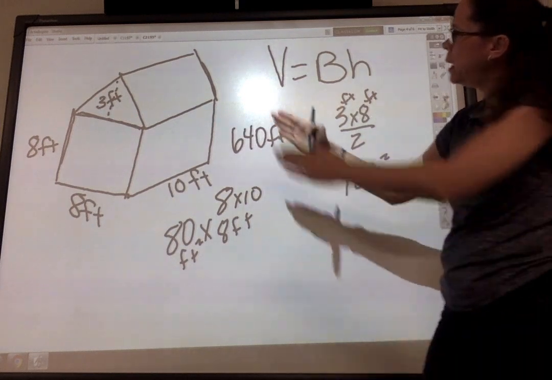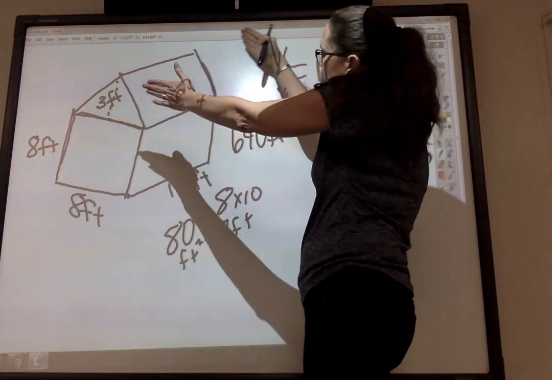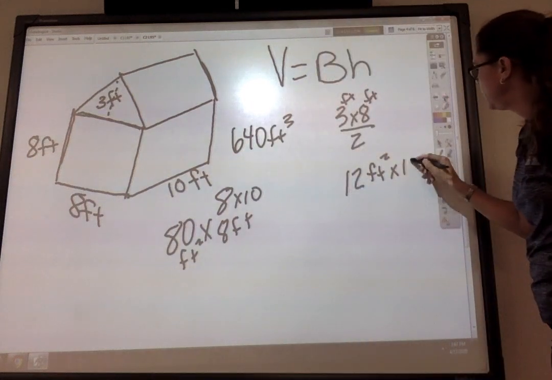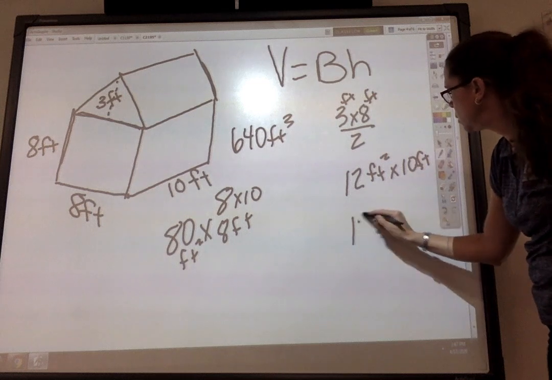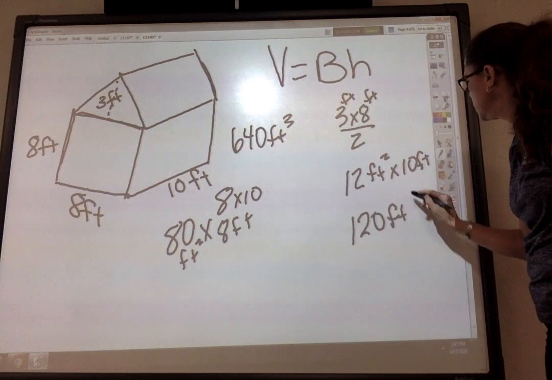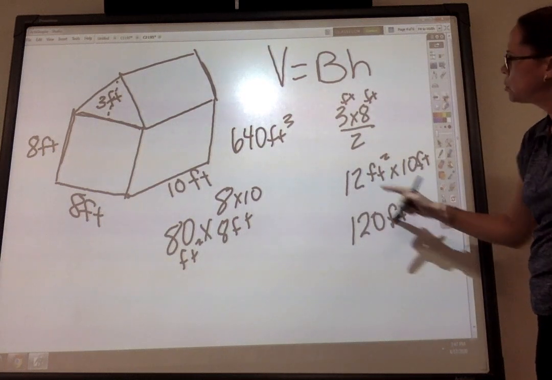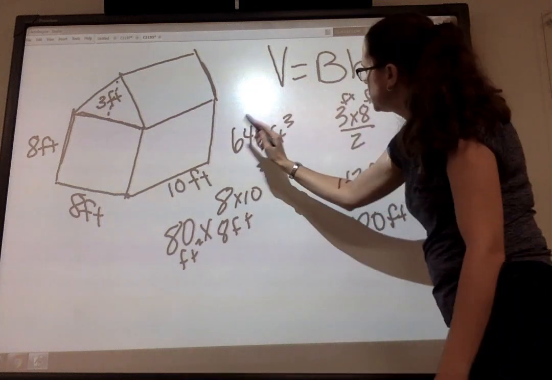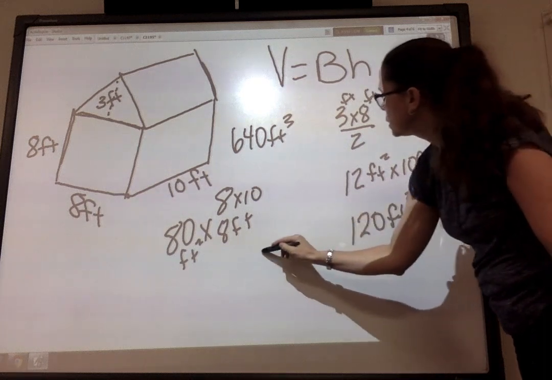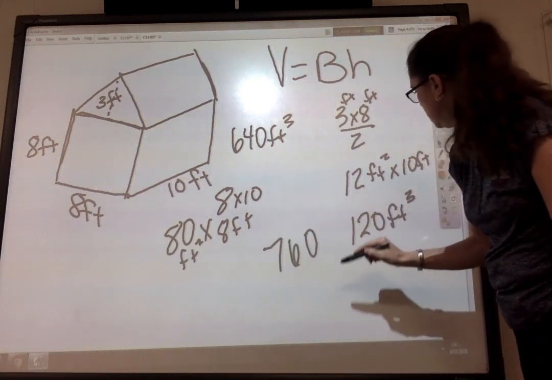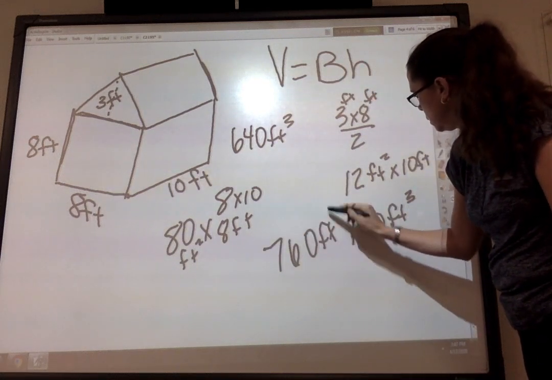Now multiply it times the height. In this case, it means how far that roof goes back, which is 10, right? So 12 times 10 is 120 feet cubed. So I add the 640 of the rectangular part to my 120, and I'm going to get 760 feet cubed.